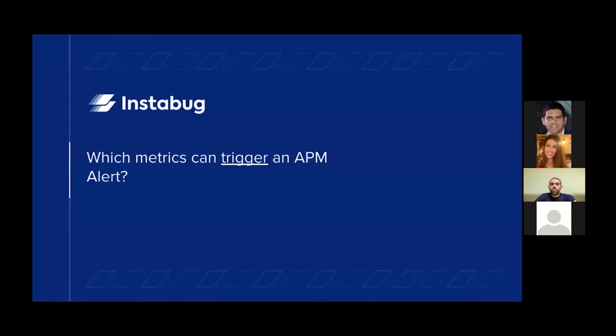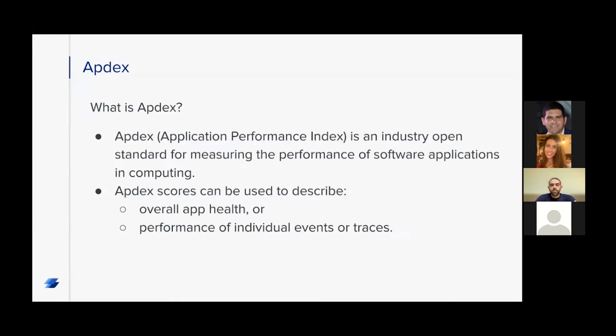So which metrics can trigger an APM alert? At the time being at Instabug, we offer Apdex as an APM alert trigger. But what is Apdex? Apdex is an application performance index, and it's an industry open standard for measuring application performance. And it basically reflects the overall app health and the performance of individual events or traces occurring on the application.